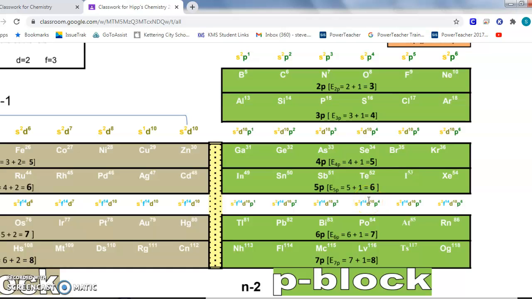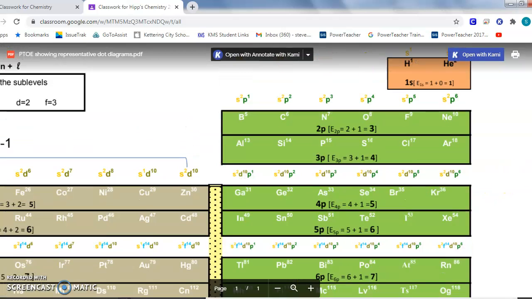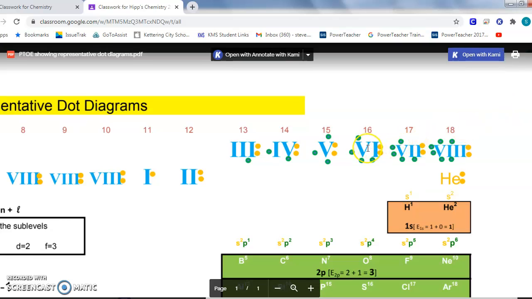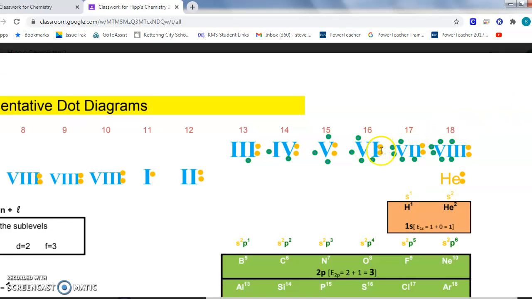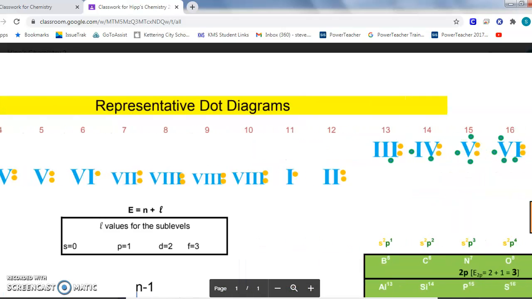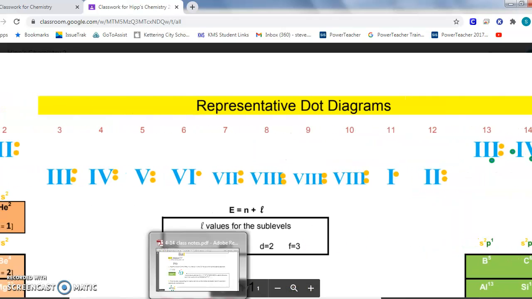Remember, when we do dot diagrams, we're only doing the main block or the valence electrons, and those are found in the outermost S and the outermost P. Polonium's dot diagram should look like this: 2 in the S and 4 in the P. 1, 2 in the S, and then we go 1, 2, 3, and start doubling them up. Remember, we spread them out, one on each side before we double up, to illustrate Hund's rule.